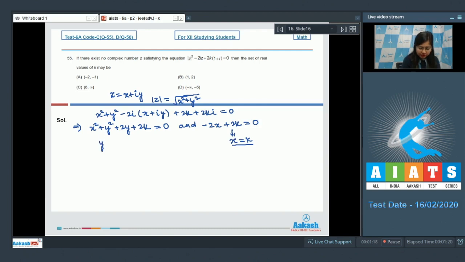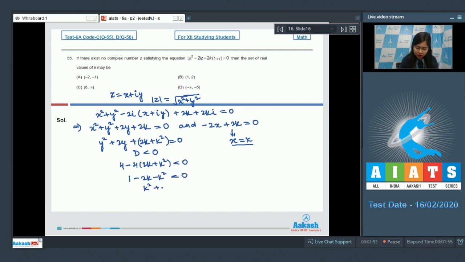So putting it here, we have y square plus 2y plus 2k plus k square is equal to 0. Now, as there is no complex number which is satisfying it, we can say that its discriminant is less than 0. That is, there is no real value of y. So this is 4 minus 4 into 2k plus k square is less than 0. That is 1 minus 2k minus k square is less than 0, or we can say k square plus 2k minus 1 is greater than 0.